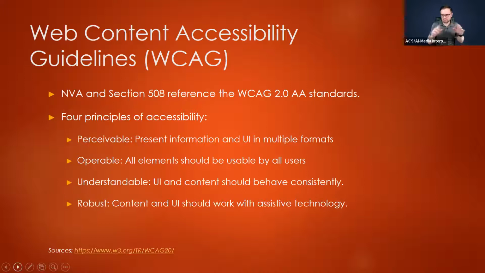Operable would be, all elements within a particular site need to be usable by all end users, not just end users that perhaps can see or hear, or can use a traditional mouse. All elements within that IT solution need to be accessible. Next, we have understandable. So that's the user interface. The user interface and the content should behave in a manner that's consistent. So each page should operate in the same manner.